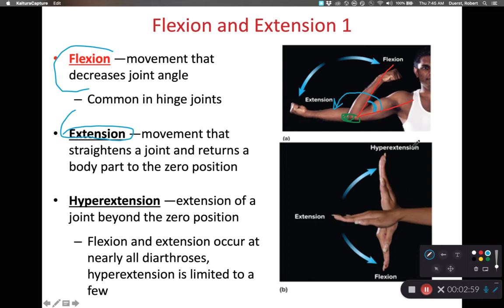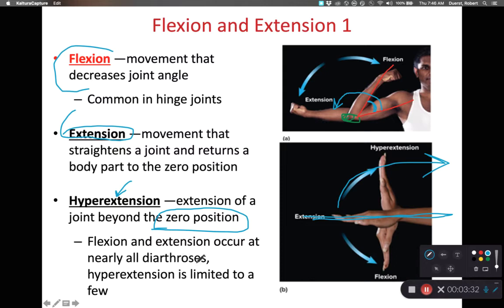Based on our zero position, if I can extend the joint or flex the joint beyond the zero position, so refer back to anatomical positioning, that's going to be hyperextension and/or hyperflexion. A classic example is the wrist. We can have the wrist at rest. Here's our zero position for our wrist. And if I bring the wrist back, that's hyperextension.